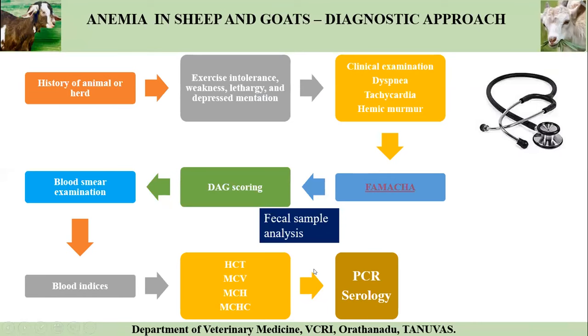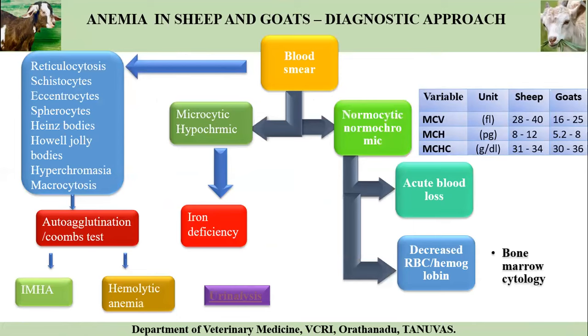Under the blood smear examination, I already explained about iron deficiency. It will cause microcytic hypochromic anemia. And if the animal has acute blood loss or decreased RBC or hemoglobin concentration, that may show normocytic normochromic anemia. Or you can see changes in the shape or sizes of the RBCs. And you can proceed with the autoagglutination or Coombs test. That may be due to immune-mediated hemolytic anemia or other hemolytic causes.